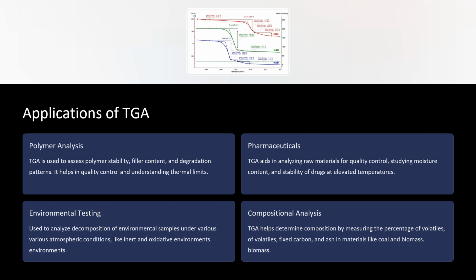Third is environmental testing. TGA is used to study the decomposition of environmental samples under different atmospheric conditions such as inert or oxidative environment. Fourth is compositional analysis. TGA determines material composition by measuring the proportion of volatiles, fixed carbon and ash in substance like coal.